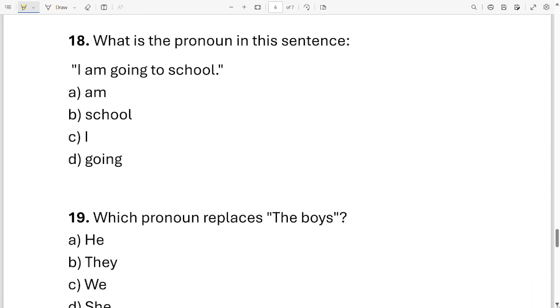Question number 18. What is the pronoun in this sentence? This is a sentence, I am going to school. You have to identify the pronoun in this sentence. Your options are am, school, I, going. Which one is correct? It is option C. I is the pronoun in the sentence.